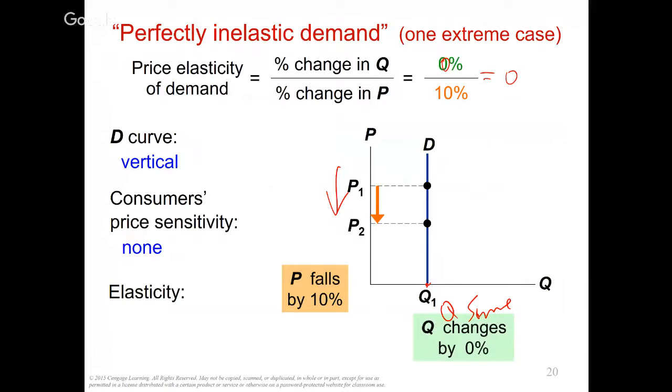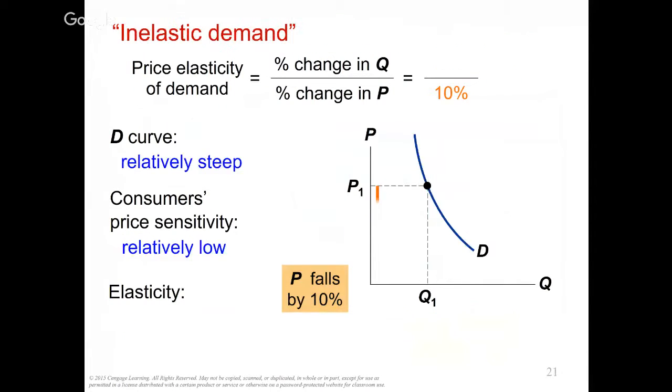For zero elasticity, we call this a perfectly inelastic demand curve. That means it doesn't matter what the price is, we buy the same amount. Consumers cannot change. We always buy the same amount regardless of what the price is. That's called perfectly inelastic demand.